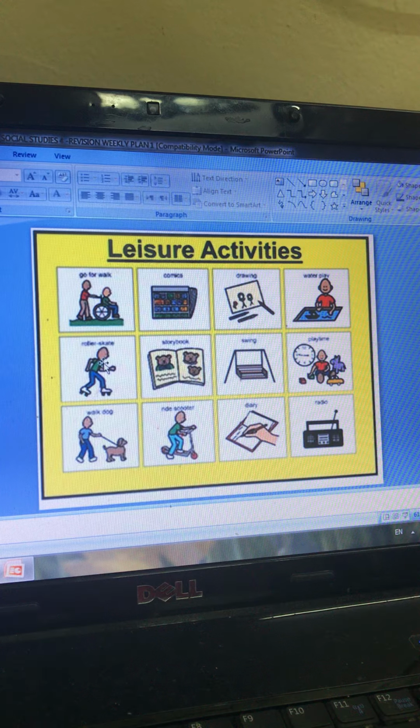Leisure activities. Here are examples of leisure activities. Go to the park or walk. The next is comics. Next is drawing. Next is the water. Then next is roller skating, the storybook. Then next, playtime, walk the dog, ride a scooter, then write in a diary, and then listen to the radio. So, leisure activities.